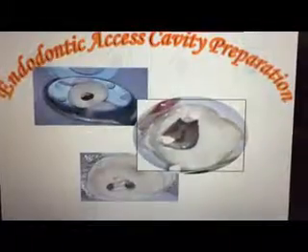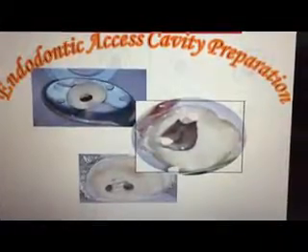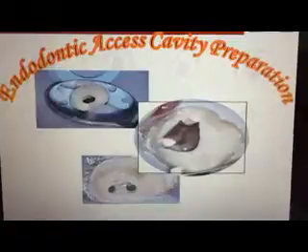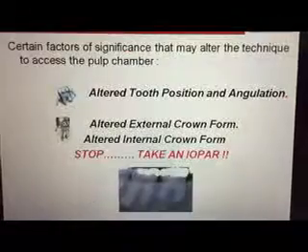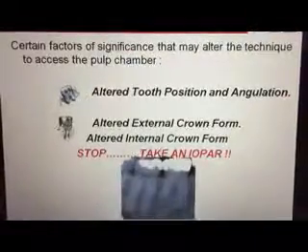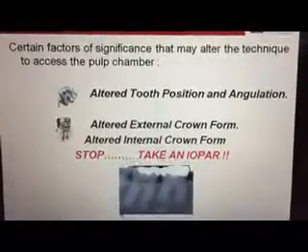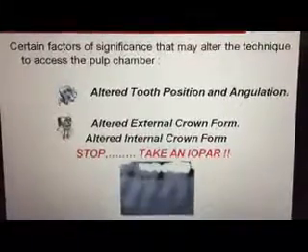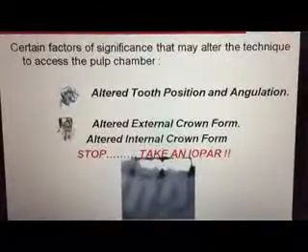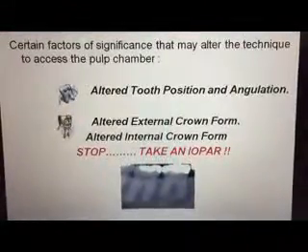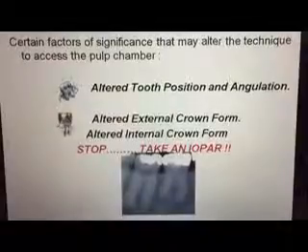Good day. Today we will discuss how the endodontic access cavity is prepared. The factors which will alter the technique of access cavity preparation are altered tooth position and angulation, altered external crown form, and altered internal crown form like in taurodont teeth.